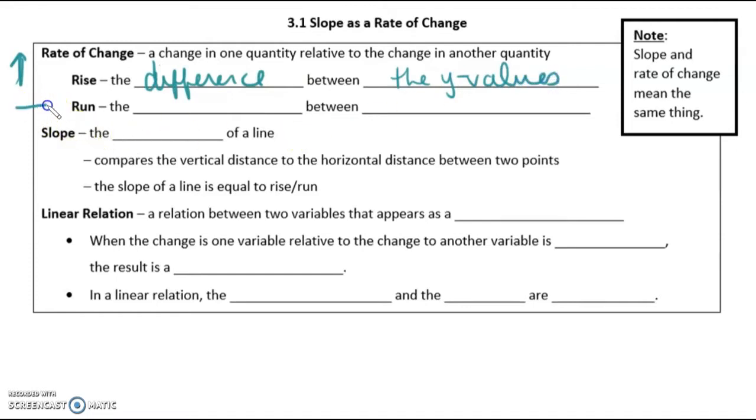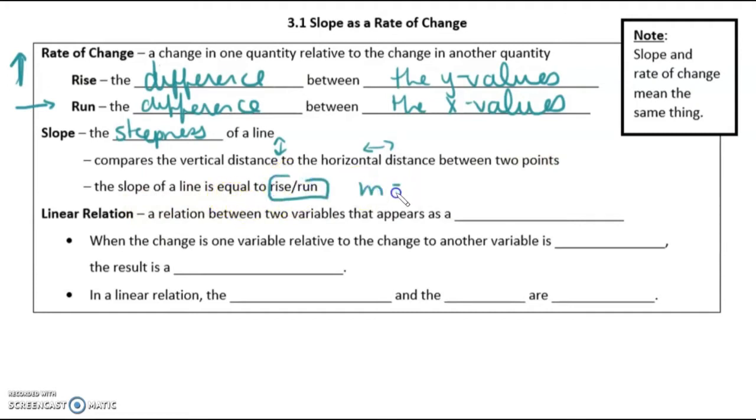And the run, when you run, you go horizontally. This is the difference between the x values. Slope is the steepness of a line. It compares the vertical distance to the horizontal distance between 2 points. The slope of a line is equal to rise over run. This is usually written with an m. m equals rise over run.